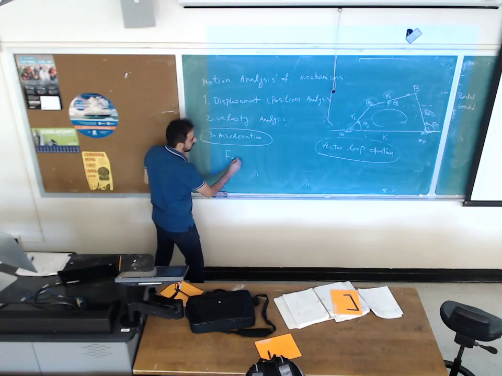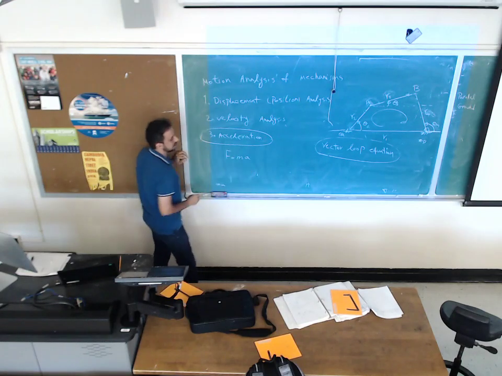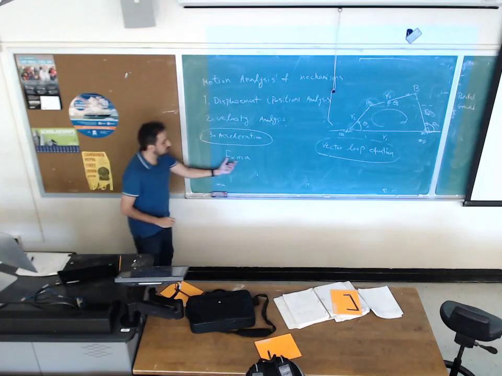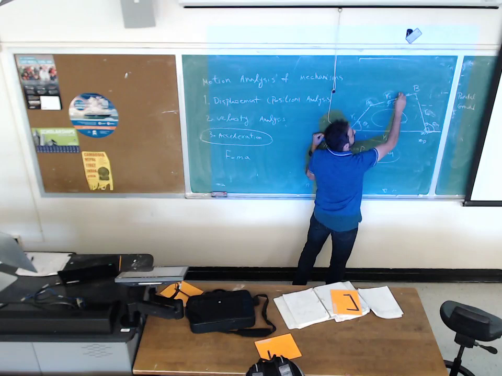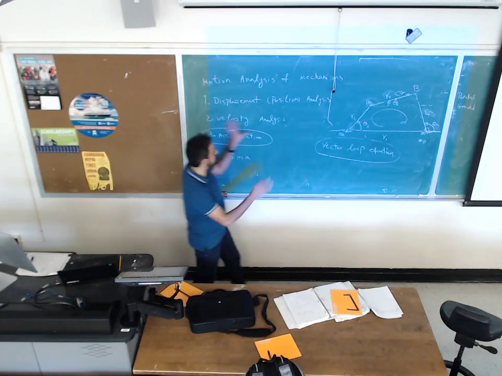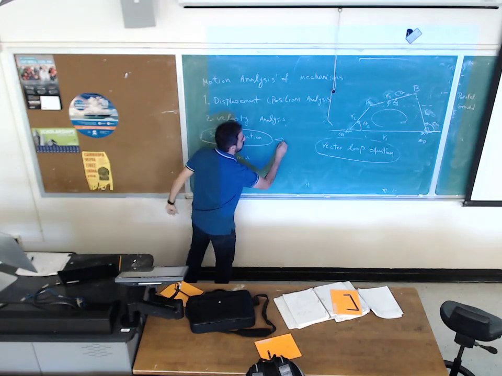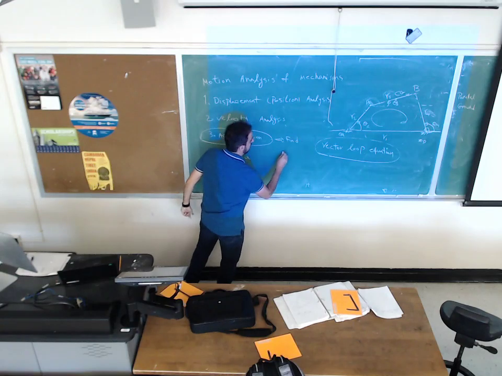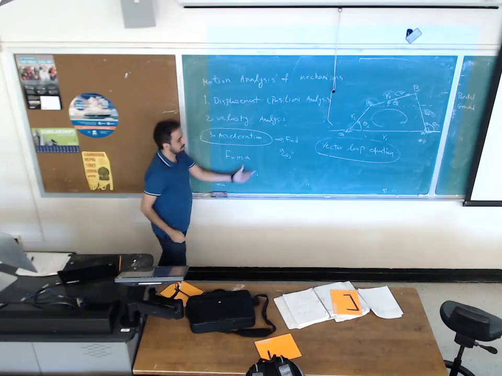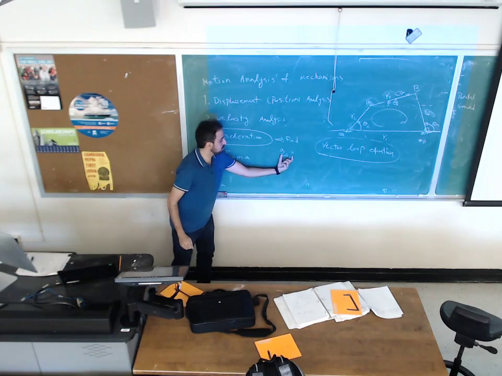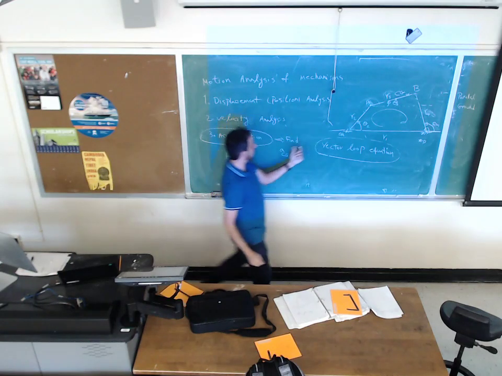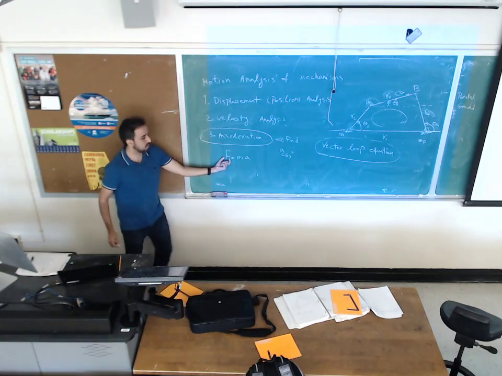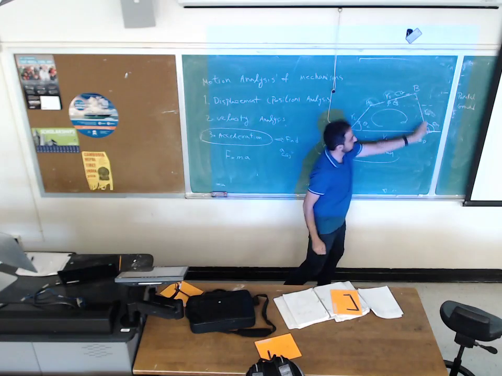Force is mass times acceleration. So if you find the acceleration of, for example, the center of gravity of link 3, A center of gravity of link 3, by doing the acceleration analysis, then you plug in here, you know the mass of the link, you can find the force applied to link 3, or link 2, or link 4.